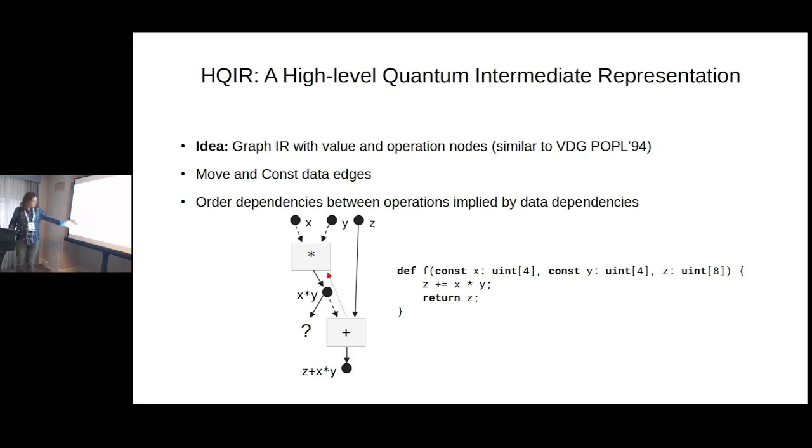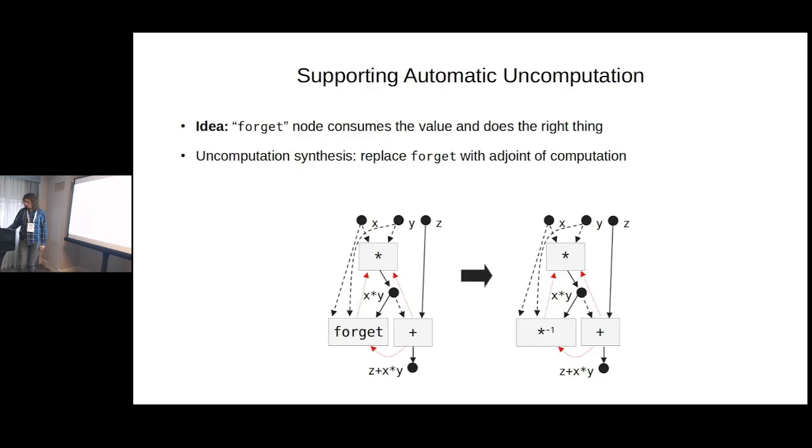Now, what do we do with this? What do we do with x times y? Well, we uncompute it. We insert a forget node, which must somehow do the right thing. And the right thing is to find how the value it's given is computed.